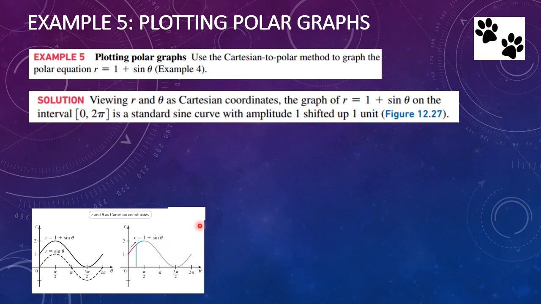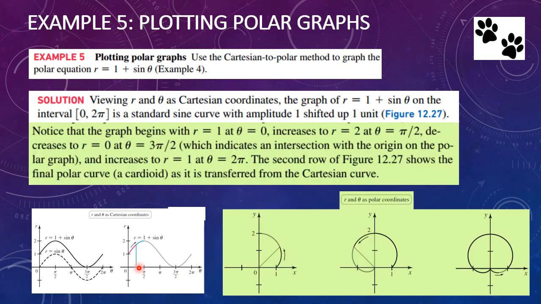If we then convert each of these measures to angular measures and use the r measure as we go along, notice that the graph begins with r equals 1 at theta equals 0 and increases to r equals 2 at theta equals pi over 2. It then decreases to r equals 0 at 3 pi over 2, which indicates an intersection with the origin on the polar graph, and then increases to r equals 1 at theta equals 2 pi. The second row of these graphs down here on the bottom right show the final polar curve, a cardioid, as it's transferred from the Cartesian curve here.